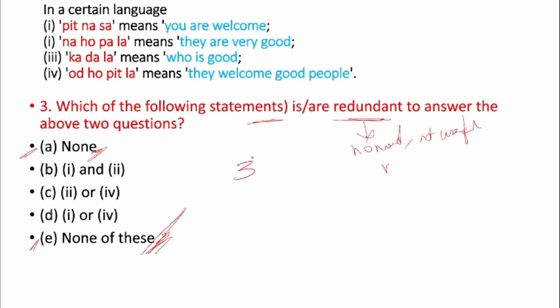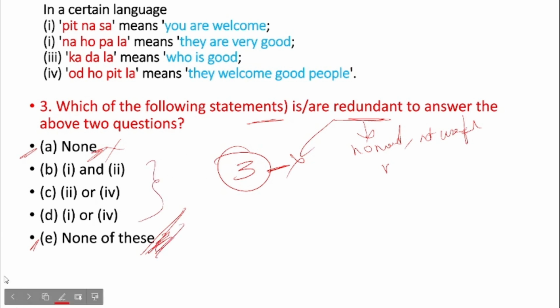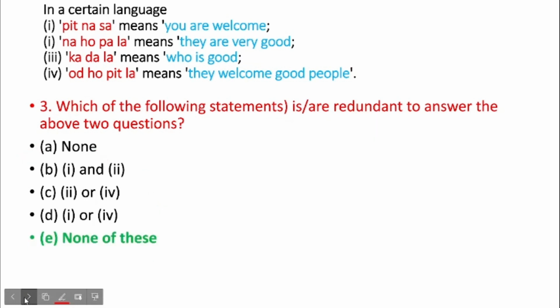We have three, which is a statement which is redundant. That is, we don't need that statement to solve the above two questions that we have solved. So there is such a statement, which means none wouldn't be the answer, and that statement is not given in the options. So none of these would be the answer.